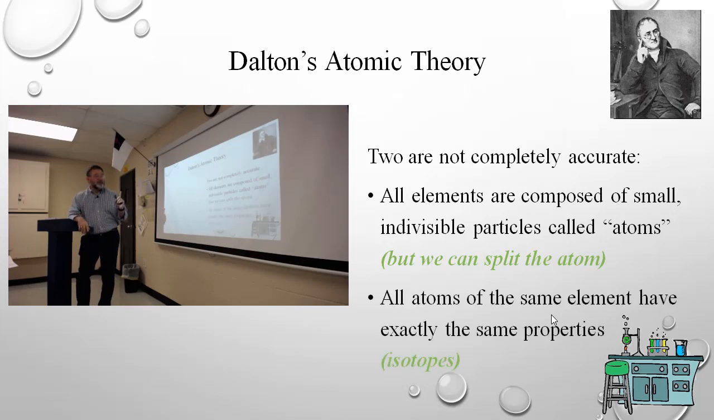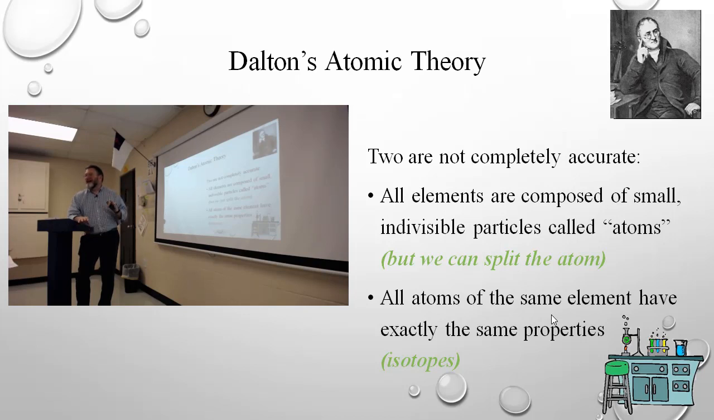And second, that all atoms of the same element have exactly the same properties. When we get into the makeup of the individual atom, we're going to realize that there are some neutral particles, okay, the neutrons in the nucleus, and that atoms of the same element can have varying numbers of neutrons.